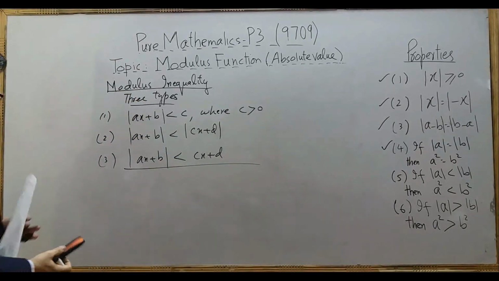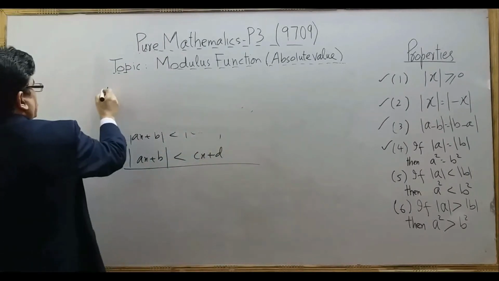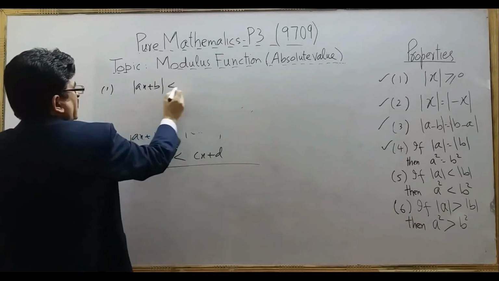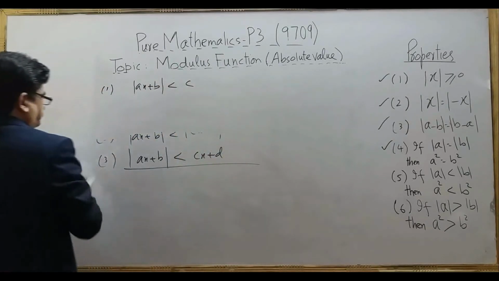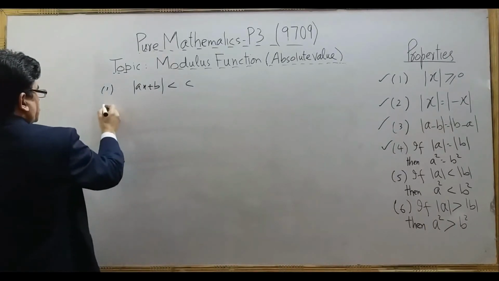So our first type is, type 1: you have mod of Ax plus b less than a positive constant C. Now example 1 is, examples.